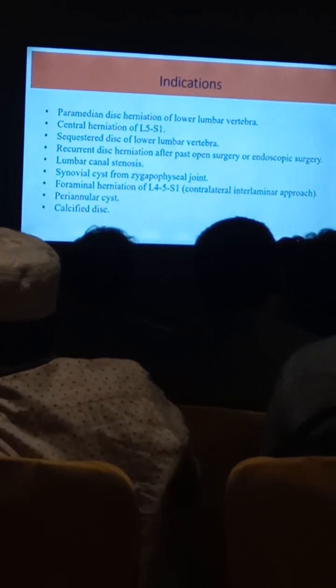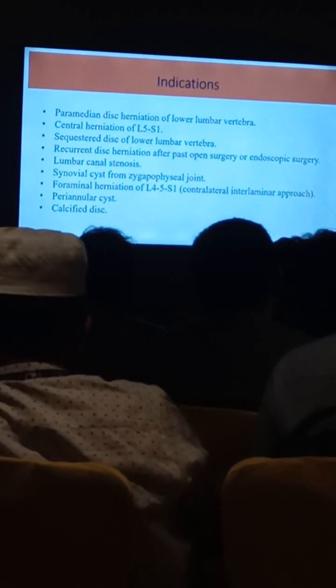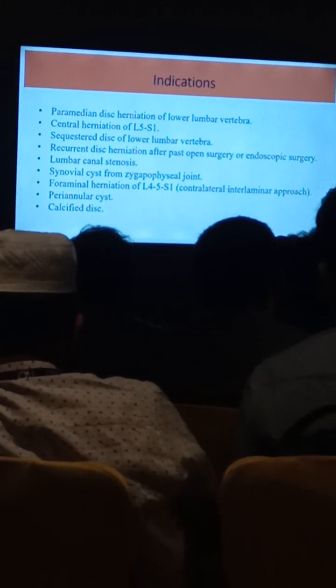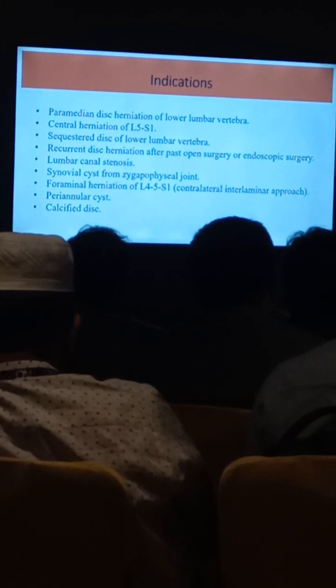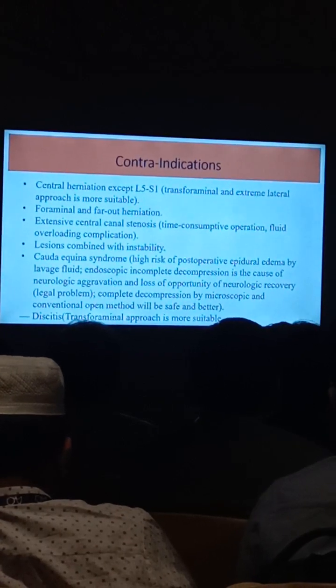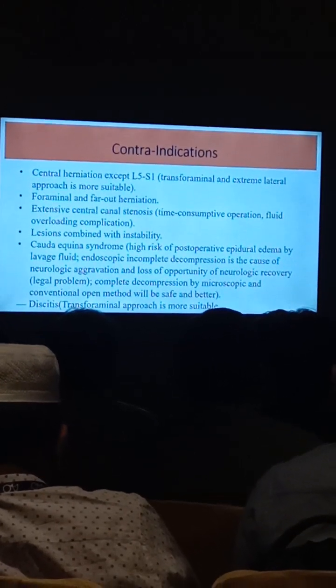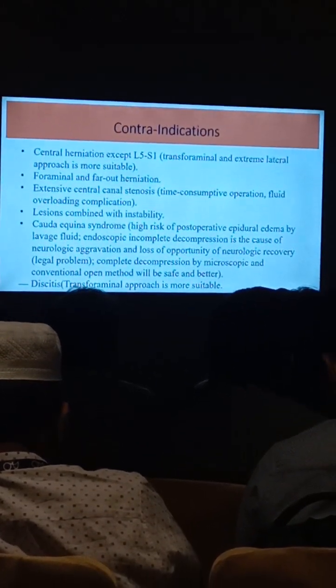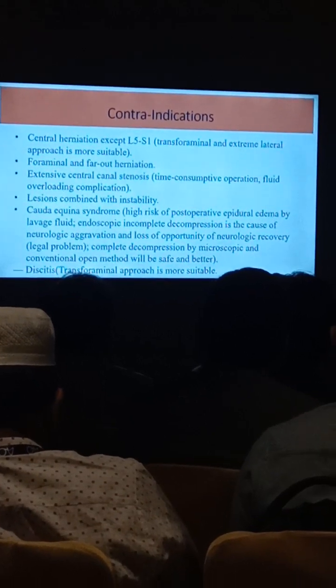So all these indications: paramedian, central herniation, sequestered disc, recurrent disc herniation, stenosis, synovial cyst, foraminal herniation, periannular cyst, all these can be tackled. So central herniation, except L5S1, we can't tackle interlaminar because we need to retract the dura a lot. It is better done transforaminally.